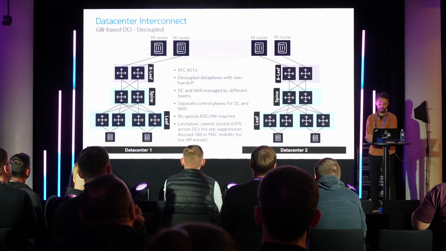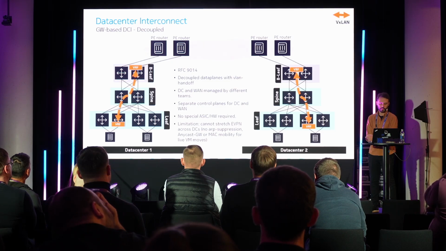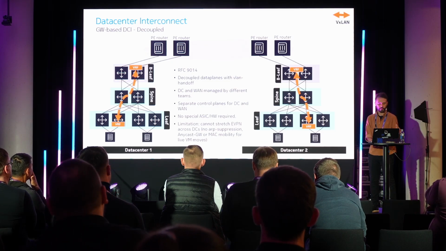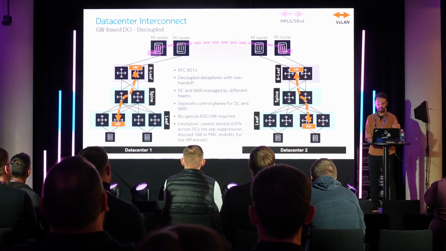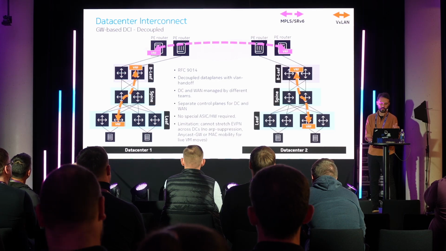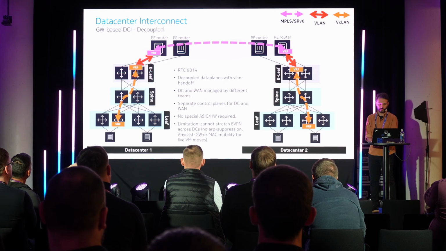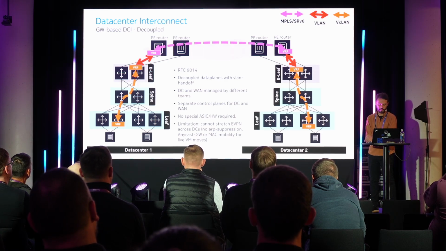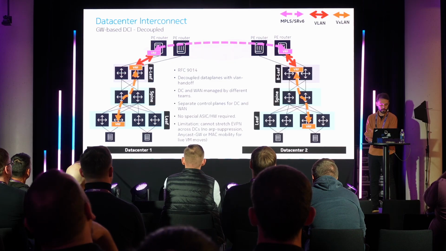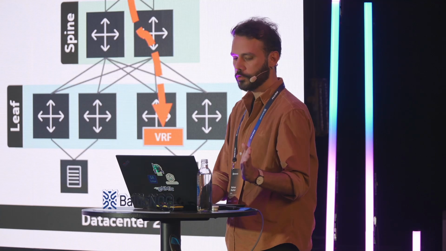I talked about it a bit. So this is the case where the data planes are decoupled. So we have a VRF from the leaf to the border leaves. Then we have another VRF on the P routers, and then we have VLAN handoff. It creates decoupled data planes, different teams managing data center and WAN. No special ASIC hardware required. The limitation is you cannot do end-to-end.